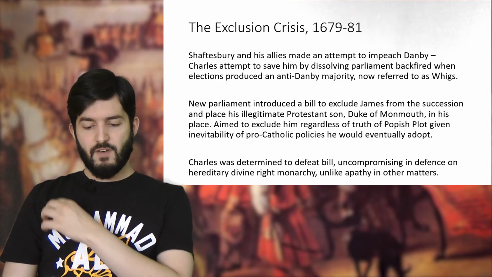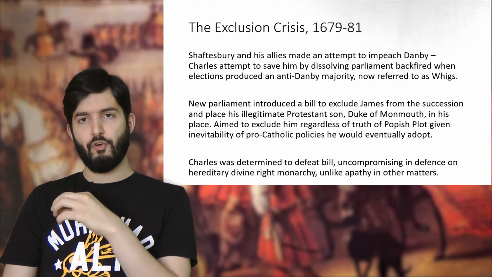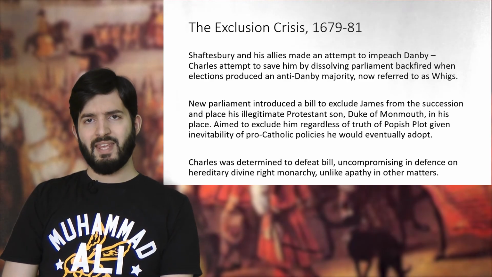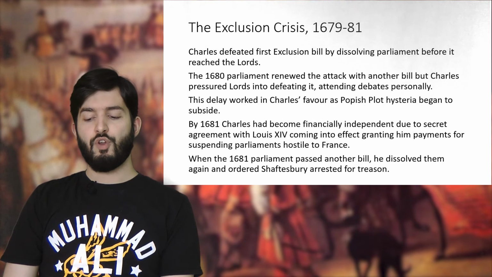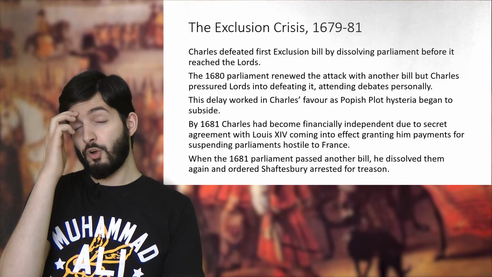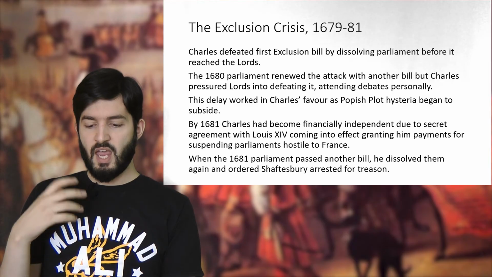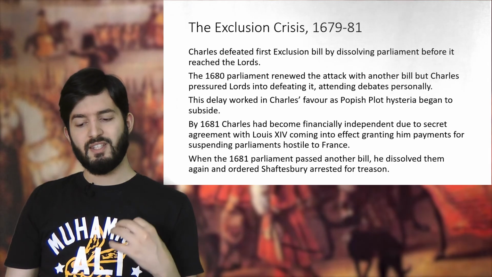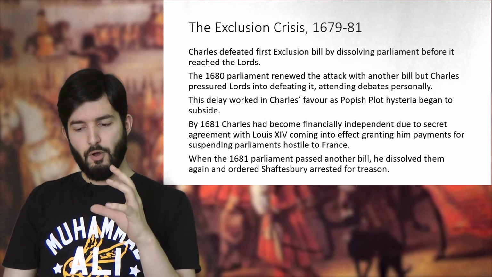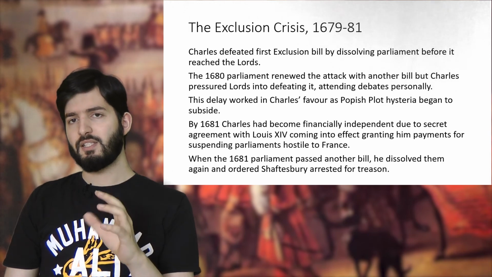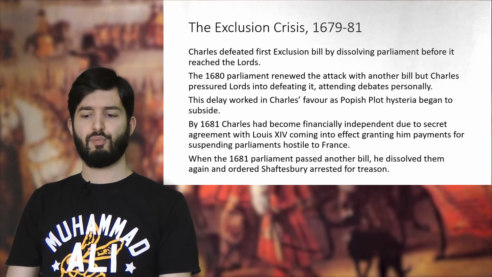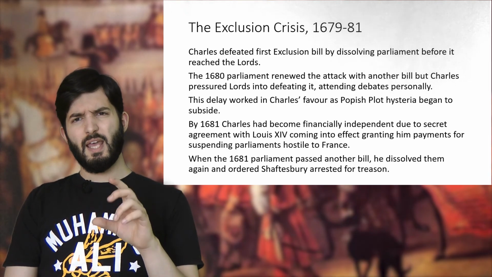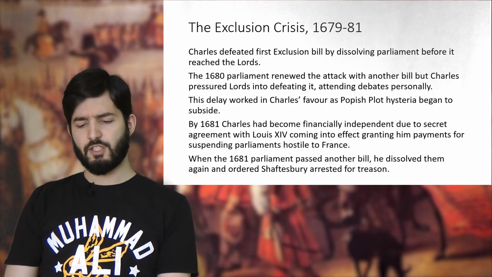So Charles defeats the first exclusion bill by dissolving Parliament before it can reach the House of Lords, the bill that is. And so a new Parliament then gathers in 1680, and that new Parliament renews the attack on James by introducing another bill. But this time, when it goes to the Lords, Charles plays a crucial role in defeating it by pressuring the Lords into voting it down. And he does this in particular by personally attending each of the debates to apply his own personal pressure against the bill to help defeat it. And so you start to get a delay in the passing of the exclusion bills overall.